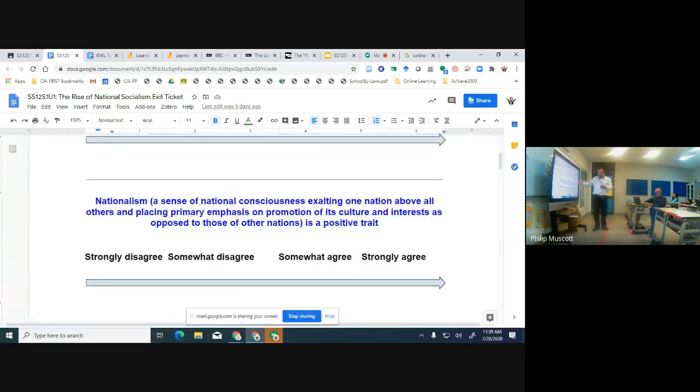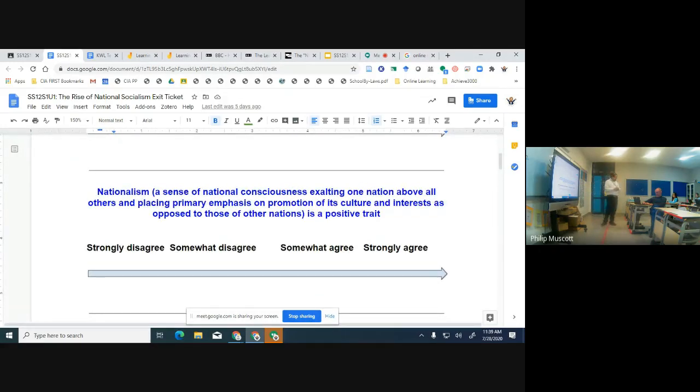Ria, nationalism is a positive trait. Okay, there's also a definition of nationalism there if it helps. To what extent do you agree with that statement? Somewhat agree. And can you give us a short justification? Because nationalism can sometimes lead to racism. Nationalism can lead to racism. Can you tell us a little bit more about that?